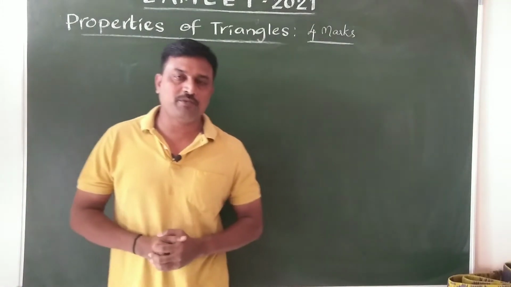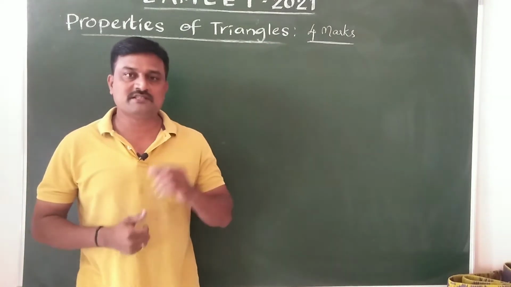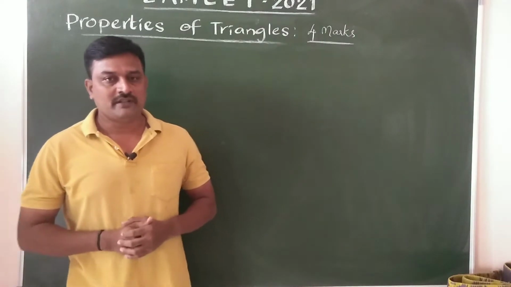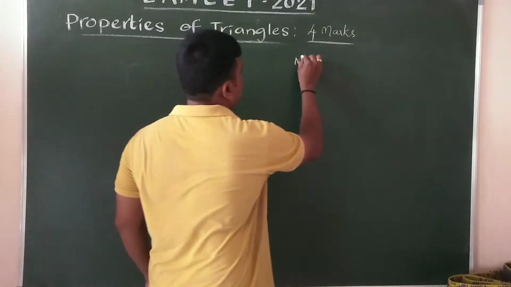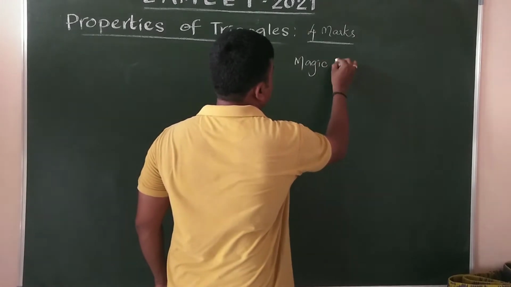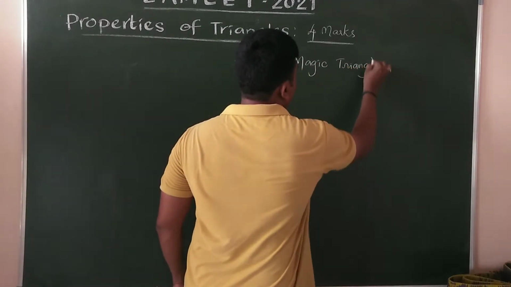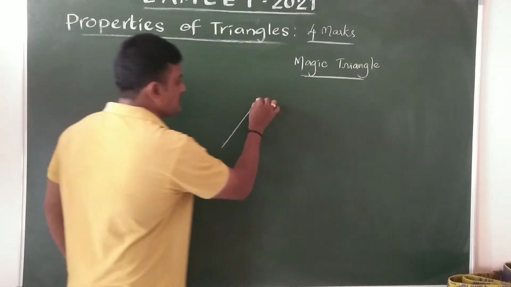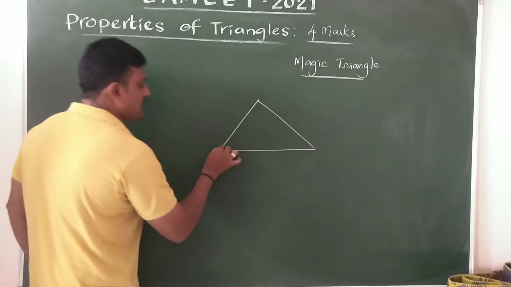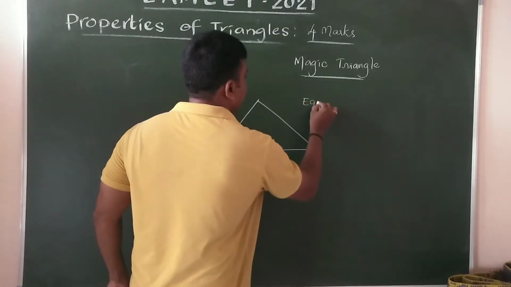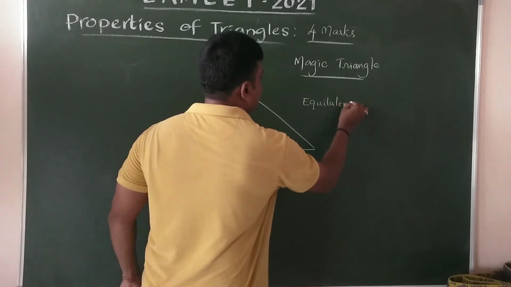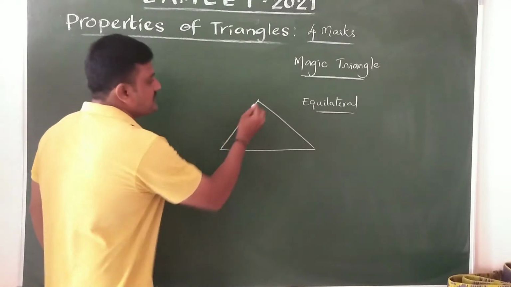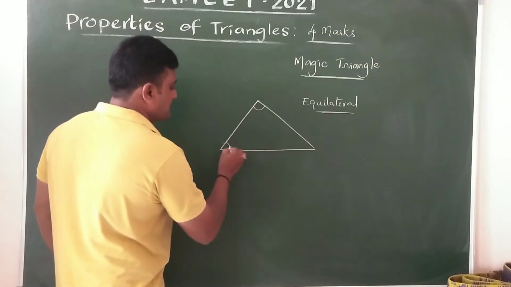Before we do the problems, we can discuss one shortcut method. It is very useful for maximum problems in this topic. That is the magic triangle. Magic triangle means here we take the equilateral triangle. We can use the equilateral triangle for all the problems. Maximum, we can use the shortcut method like this.